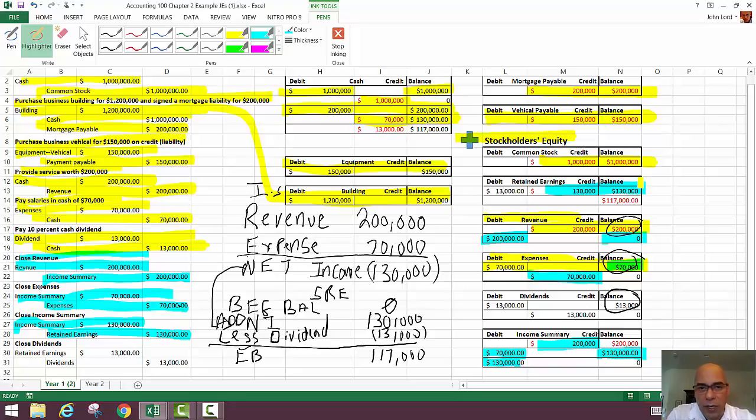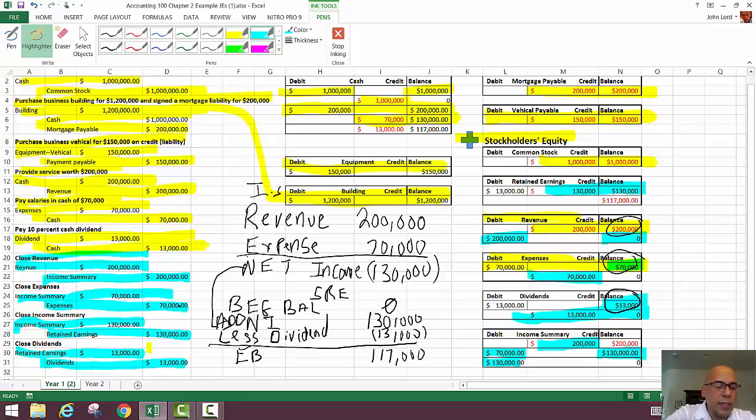Then I want to close my dividend account. Why? I keep track of my dividends by year. I'm showing a $13,000 balance in my dividends. I want to know each year how much dividend I paid out, so I want that to be 0 to start the next year. Since it has a debit balance, I credit the dividend, and I'm not retaining the earnings, so I'm going to debit my retained earnings.